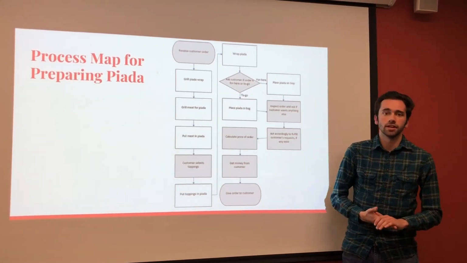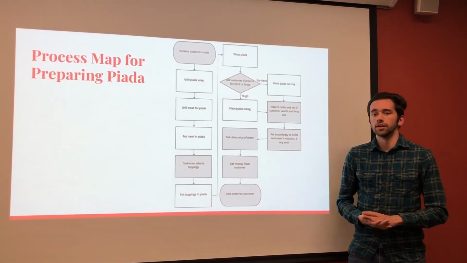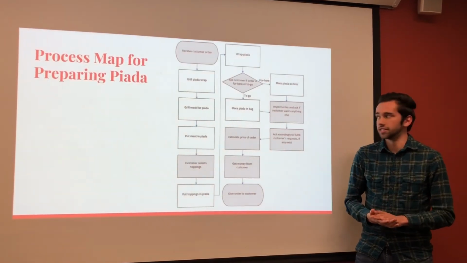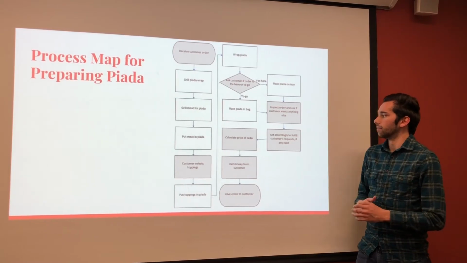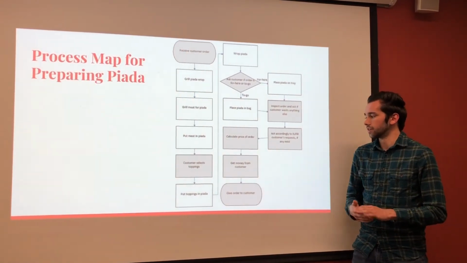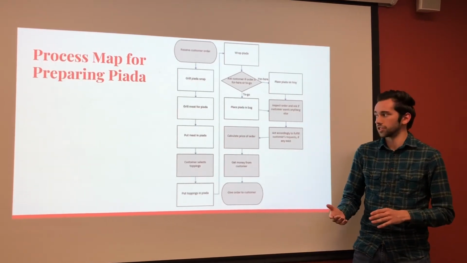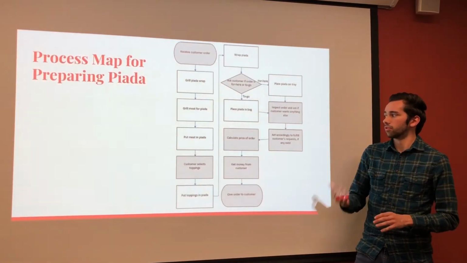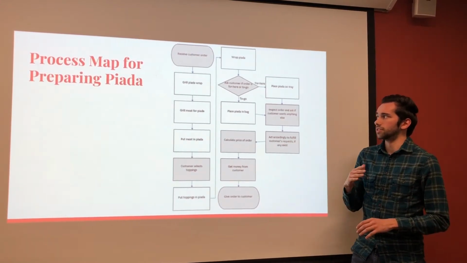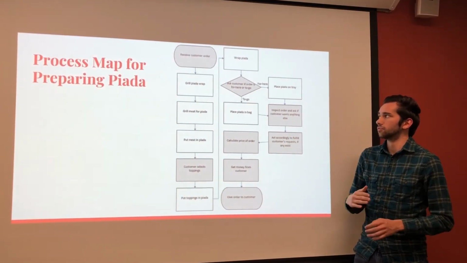They ask if the customer wants anything else, and if they do, then they go back in the process to fulfill that customer's request, however it needs to be fulfilled. If not, they then calculate the price of the order and they get the money from the customer, and then they give the order and any change they need for the customer. Like I said, the process for the pasta order is very similar, except that there's no need to grill the Piada and there's no need to wrap it at the end.